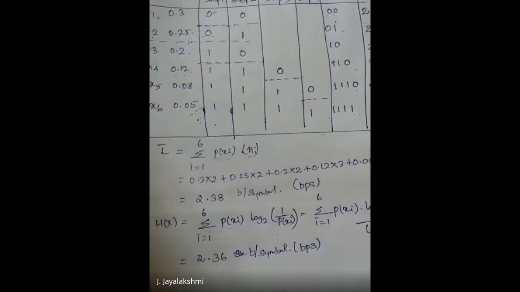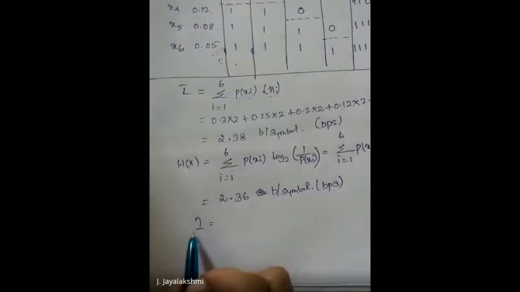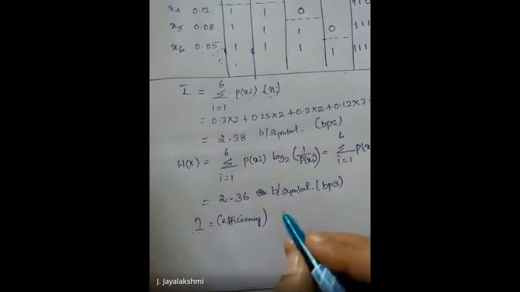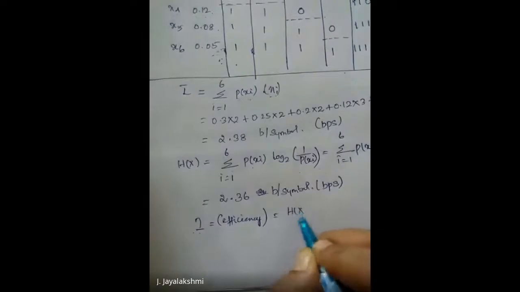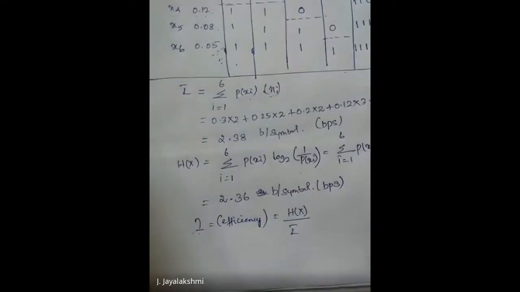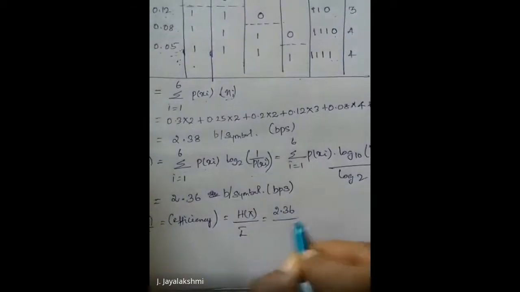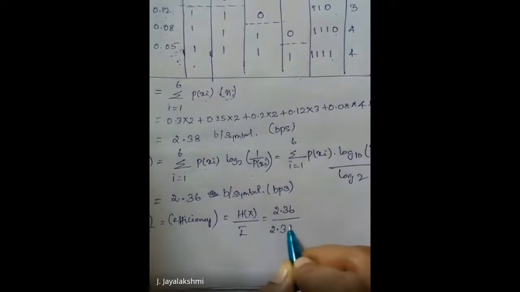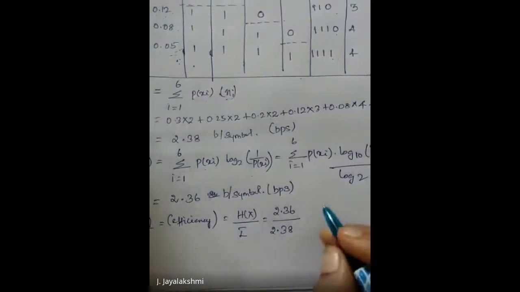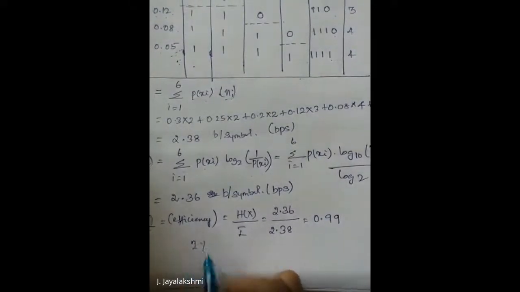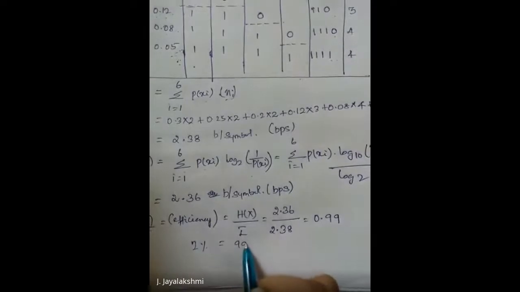Fine. So what you are supposed to find is the efficiency of the Shannon-Fano coding theorem. Efficiency is denoted as eta, which is nothing but the entropy value divided by the average length. So the entropy is 2.36. Average length is 2.38. So this comes to 0.99. In terms of percentage, if you are asked to give, efficiency is going to be 99%.